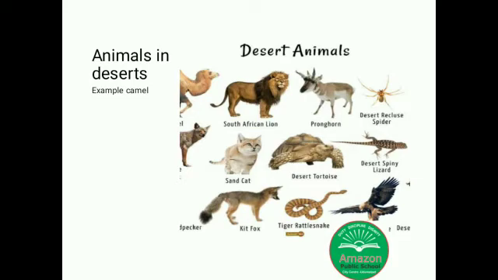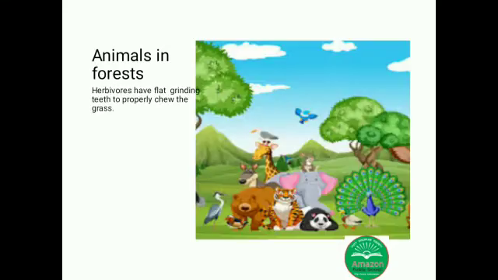Animals in deserts. Deserts are large sandy areas with scarcity of water and rainfall. The deserts are extremely hot during the day but become cold at night. For example, desert animals are camel, snake, lizard, etc. Next is animals in forest. Forests are home to a huge variety of animals.